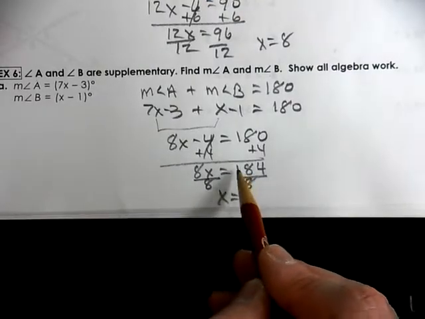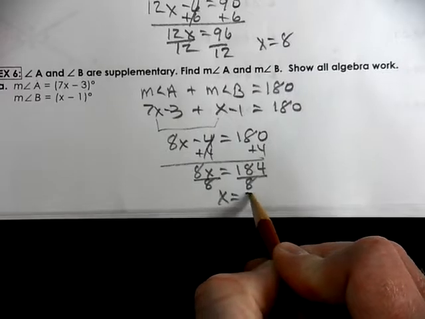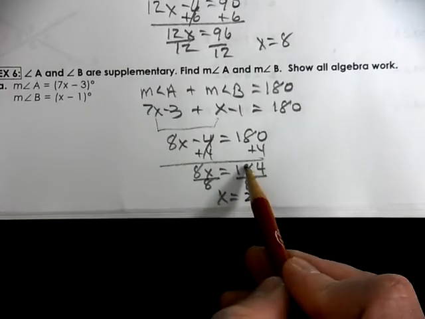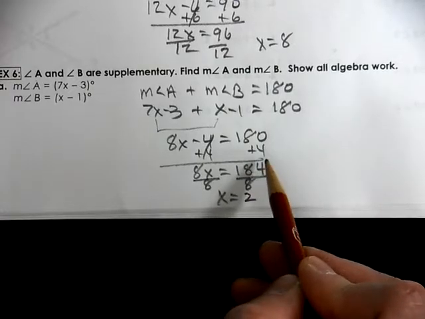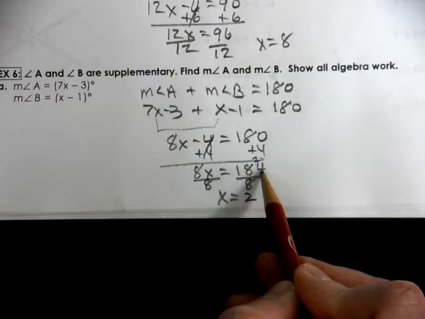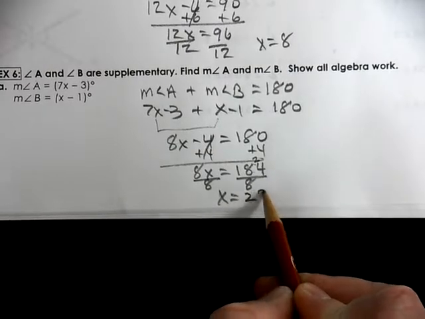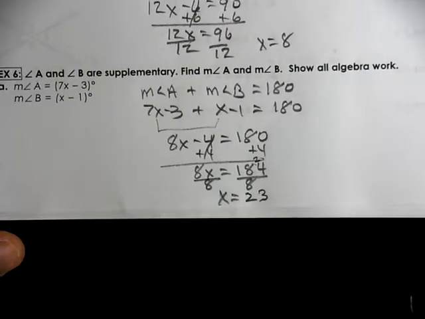8 goes into 18 how many times? Goes in there 2 times, which would have been 16. So there's 2 more to get to 18. So we carry that 2. And 8 goes into 24 3 times. So I know my x value is 23. So you can do those calculations without a calculator. Just break it down into smaller parts.